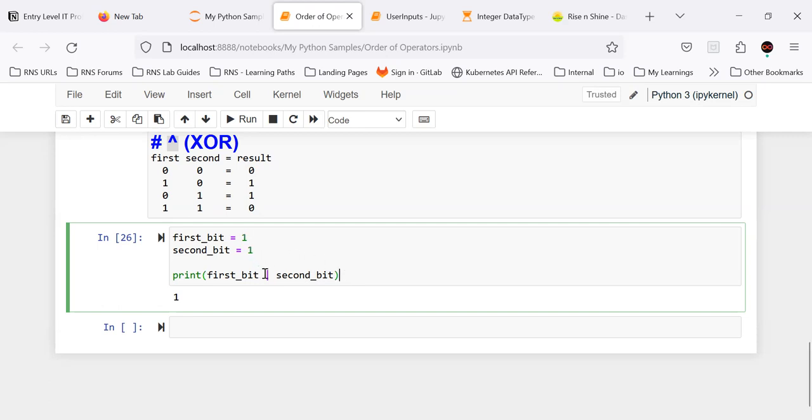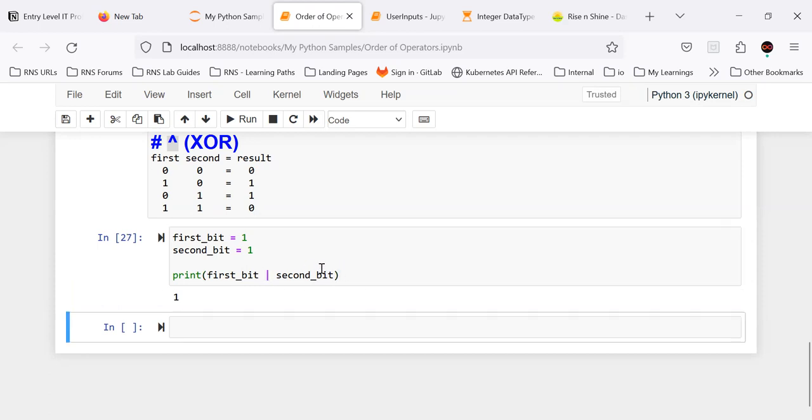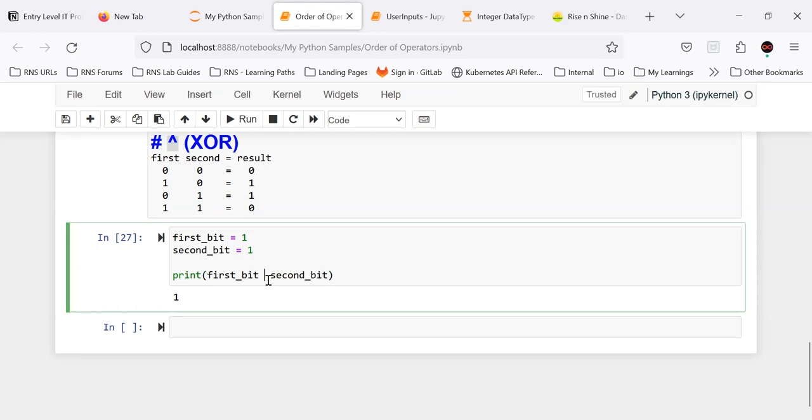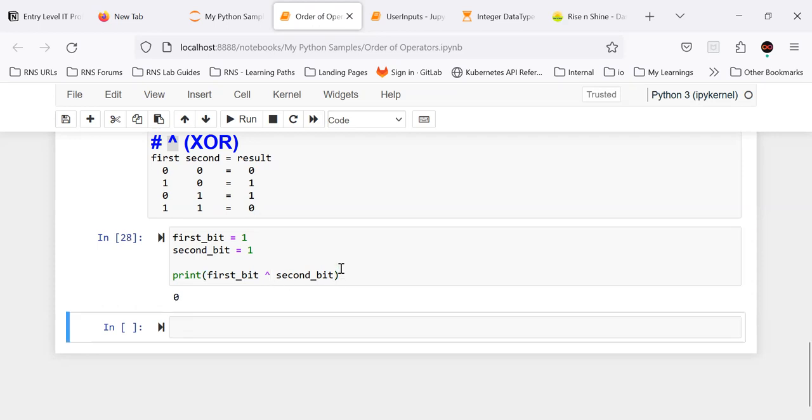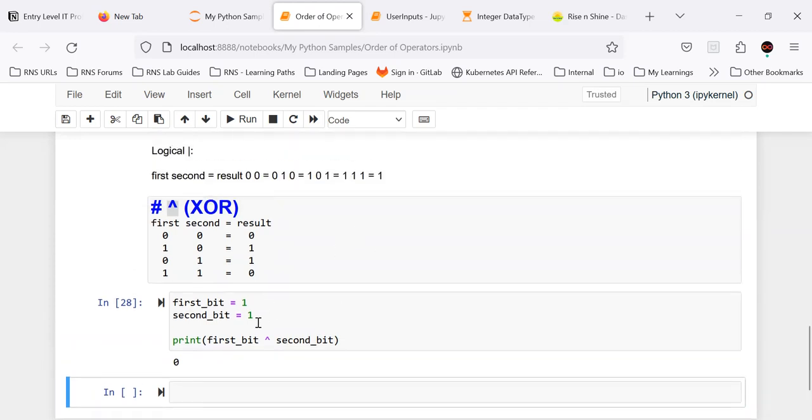Both bits are 1. Then what's going to happen? Yes, 1. And here if I use exclusive OR, what's going to happen? Yeah, both are 1. Yes, it is going to reverse, that is 0. Either both are 0 or both are 1, exclusive OR is going to return 0. But if either one bit is 1, then it is going to return 1.